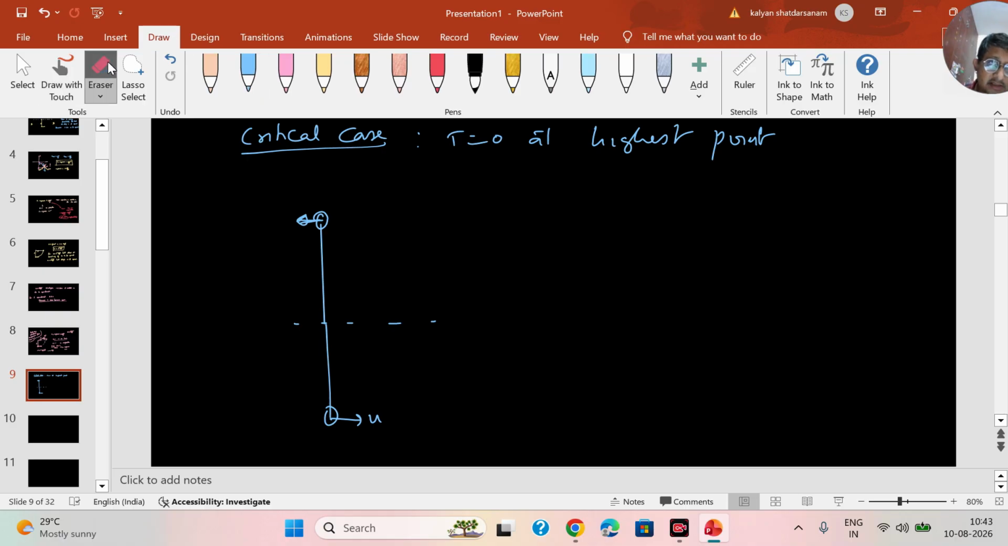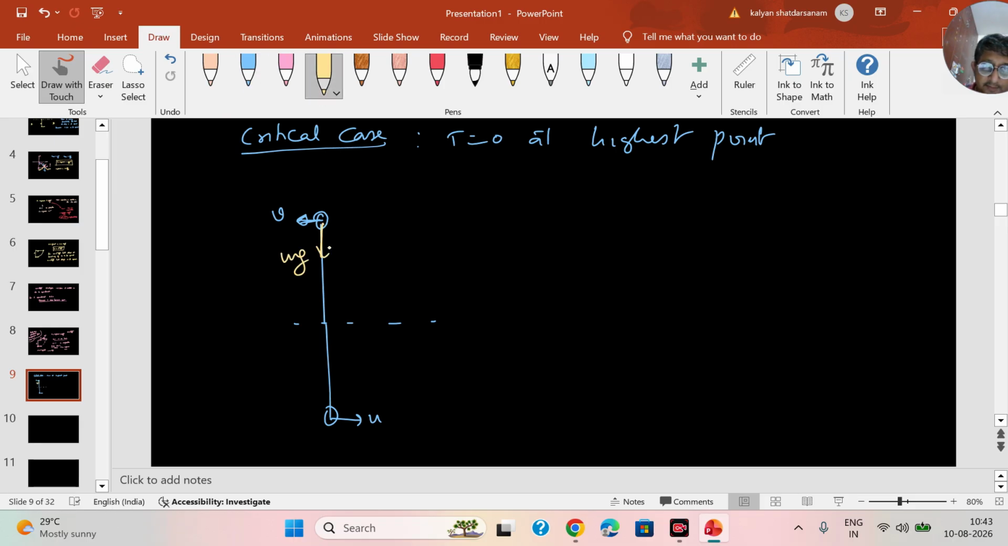So if tension is 0 at the highest point, suppose here the speed is v, then what is the free body diagram in the radial direction? mg is there, tension just now became 0, T, I'll say it is 0. So mg plus T, which is 0 now, is mass into acceleration, v square by L. This is one equation. So I applied Newton's law in the radial direction.